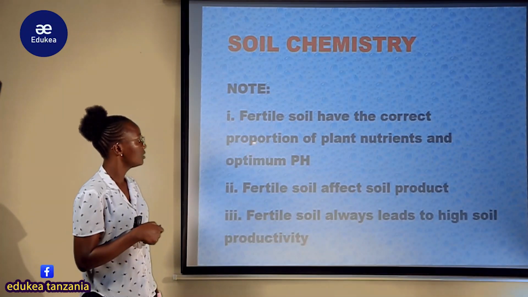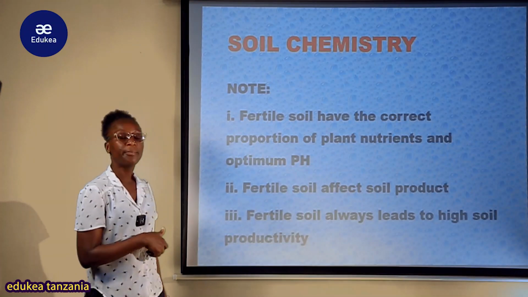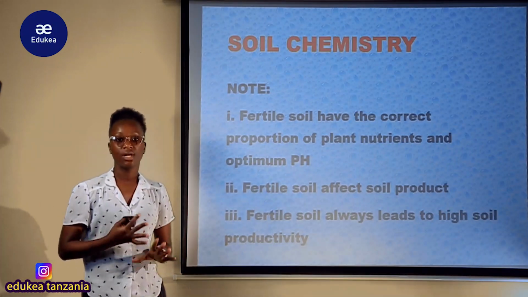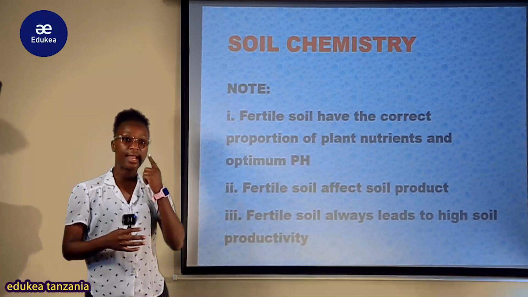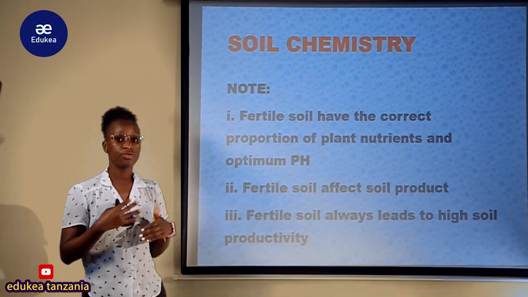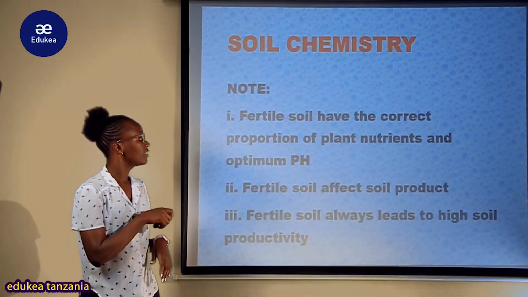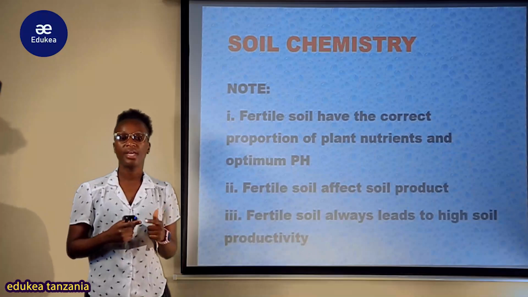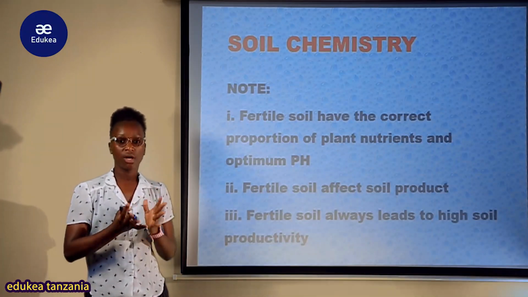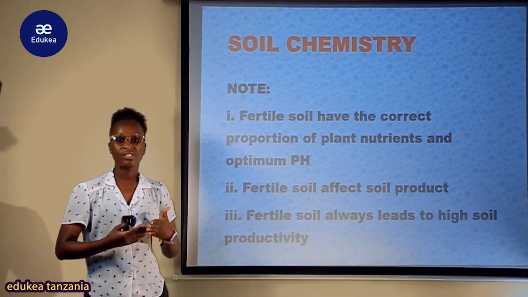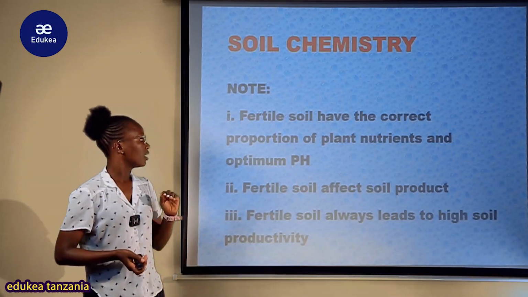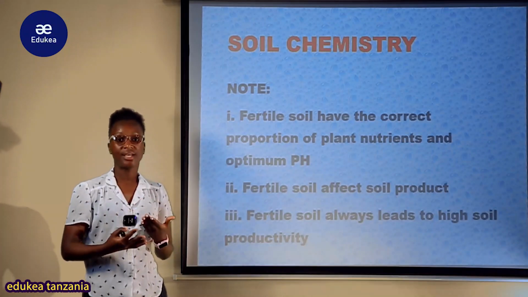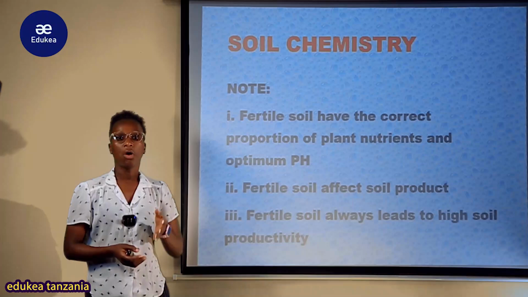Something to note here is that fertile soil has the correct proportion of plant nutrients and the optimum pH. Kwamba kitu ambacho natakiwa ujue hapa kwenye soil fertility and soil productivity ni kwamba fertile soil ni ule udongo ambao sasa una nutrient, una rutuba. So this fertile soil yenyewe inakuwa na correct proportion of plant nutrients and optimum pH. Simply anamaanisha kwamba fertile soil inatakiwa iwe na proportion ya plant nutrients zinazohitajika, for instance it might be macronutrients or micronutrients.